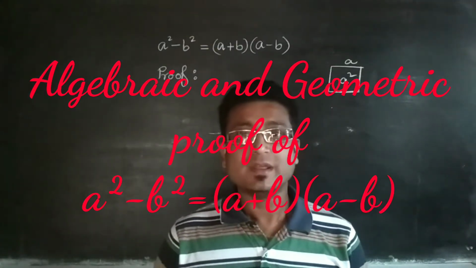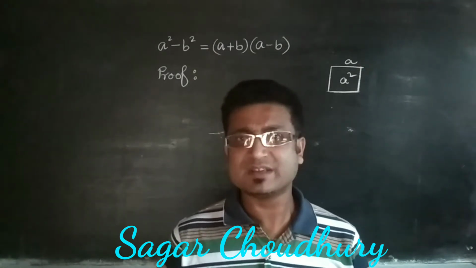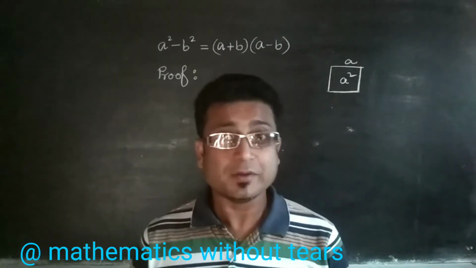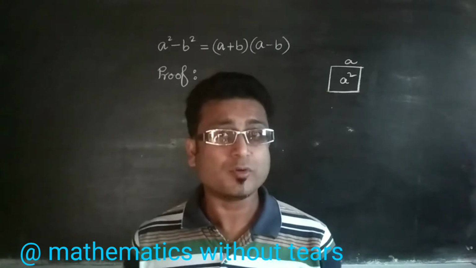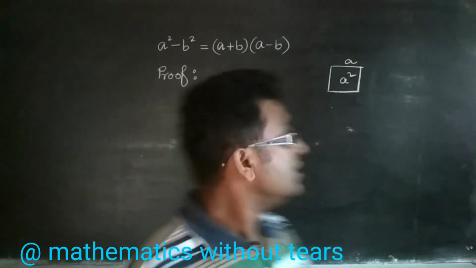Hello everyone. In my previous video I told you about the a plus b whole square formula and the a minus b whole square formula. In this video I am going to explain one very important identity, that is a square minus b square. Okay, so let's start.